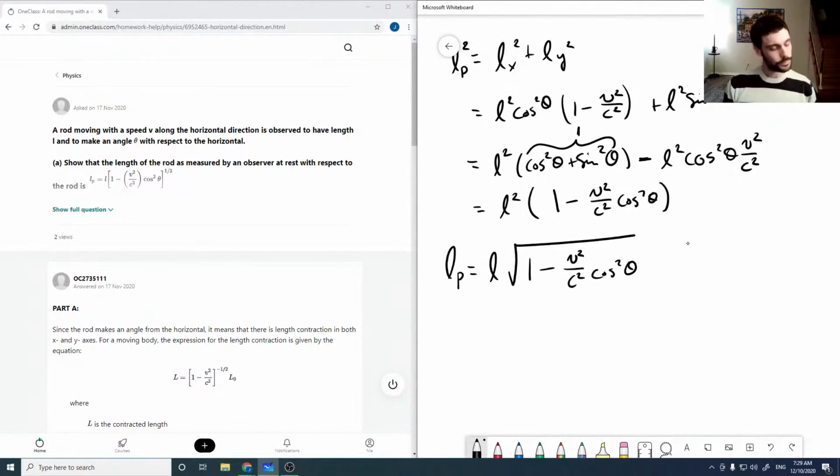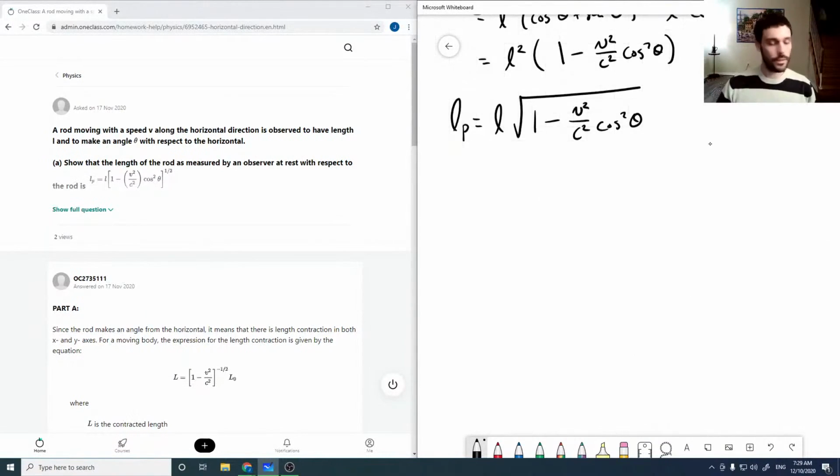So that looks good. And then it also wants us to find the new angle and show that the angle is also being altered by the motion. And so if we look, our angle is Lx, Ly, and we've got a theta p. And we've got an Lx and an Ly. So Ly isn't being compressed. We already showed that it's only x that's being compressed.